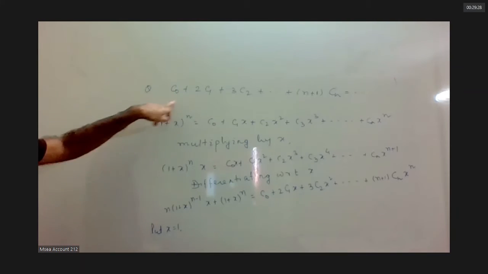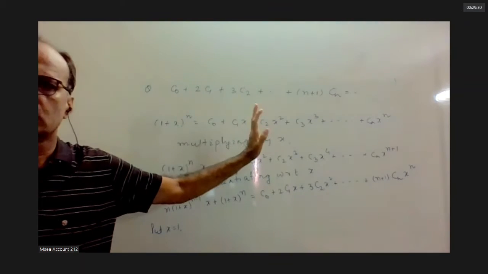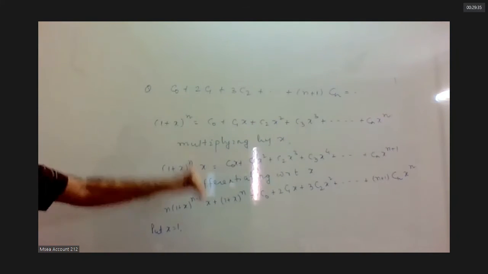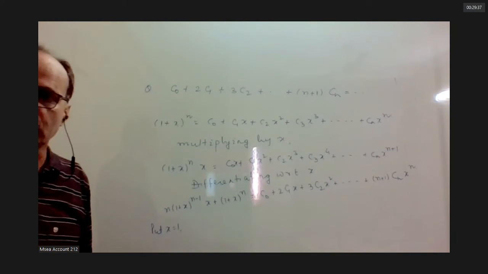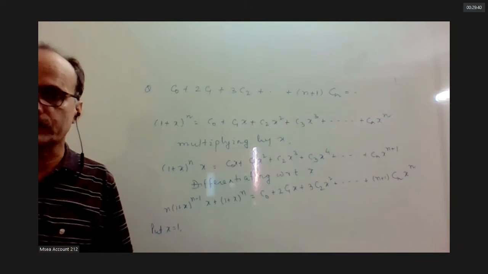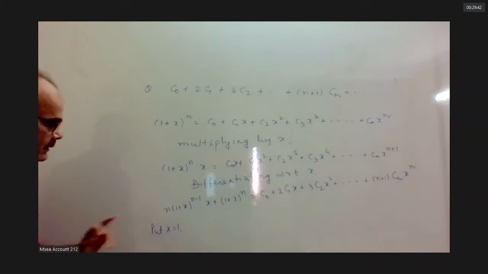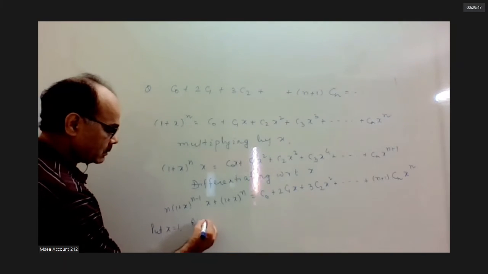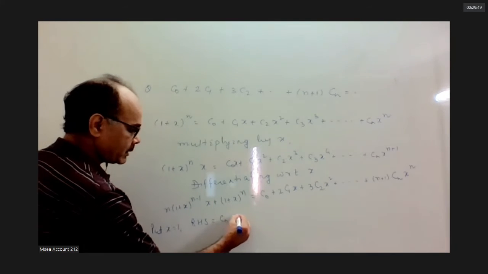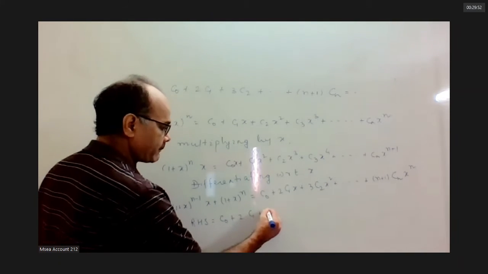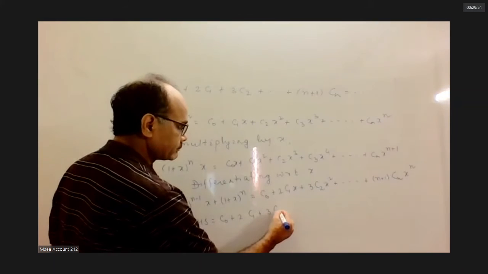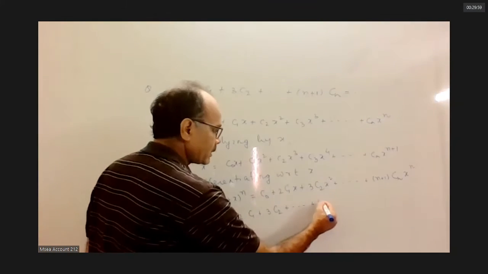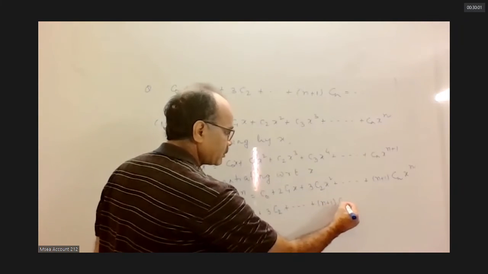So just by seeing that, we can think of what we need to do, whether we have to differentiate directly or whether we have to differentiate after multiplying by some variable. So RHS equals C0 plus 2 into C1 plus 3 into C2 up to n plus 1 into Cn.